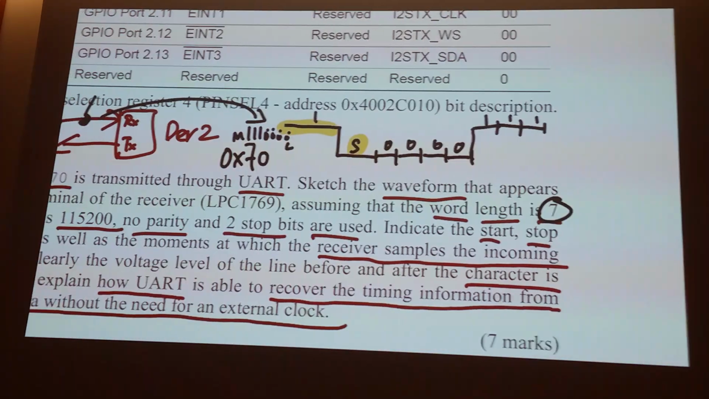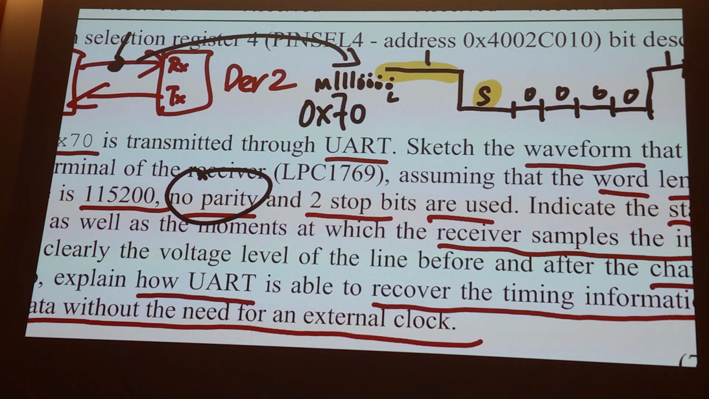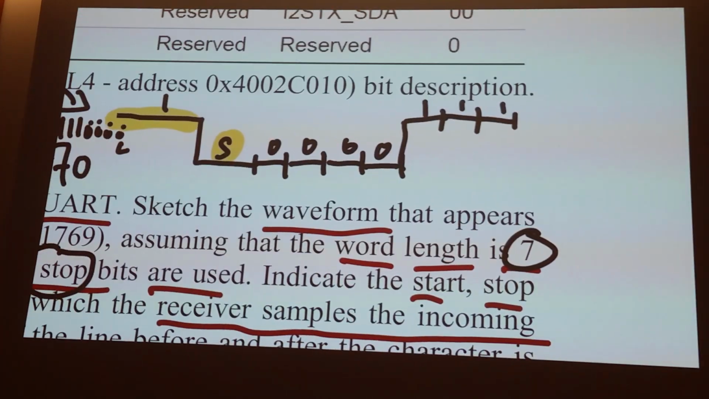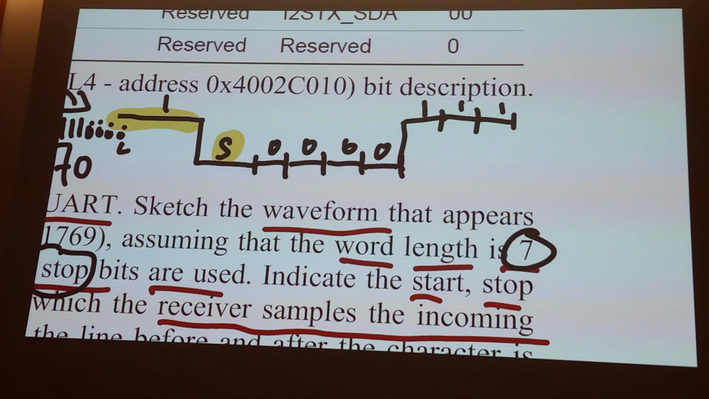What's next? No parity. Then the stop. What is stop for UART? High. So you have 1 stop bit. Then after that no one is using the channel, so you remain as high. So this is the waveform on the channel.